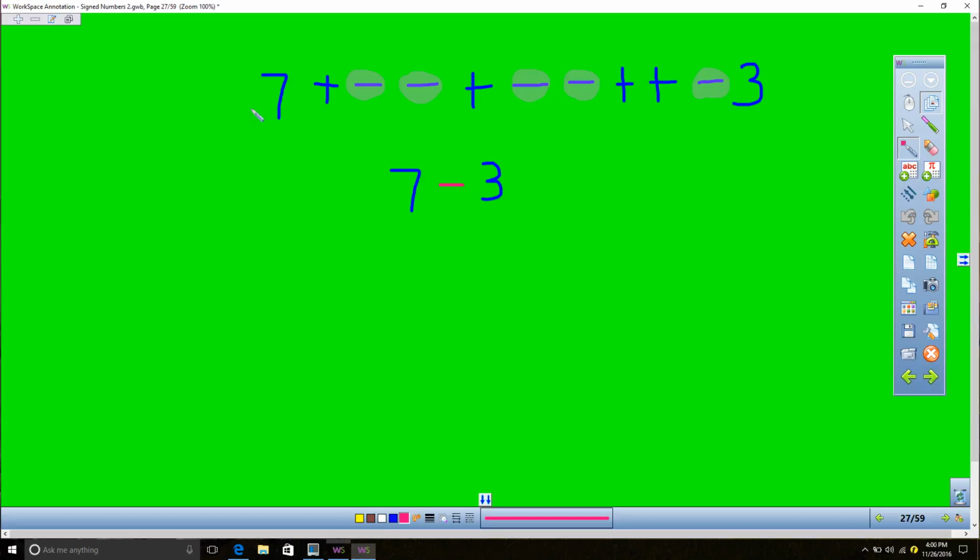Now, if there had been a negative in front of the 7, I would not have counted it. I only count the ones in front of the 3, between the 3 and the 7. There are 5 negatives. 5 is an odd number, so I replace all of those signs with a minus. And now I'm going to say 7 plus negative 3. The signs are different, so I'm going to subtract and use the sign of the one further from 0.